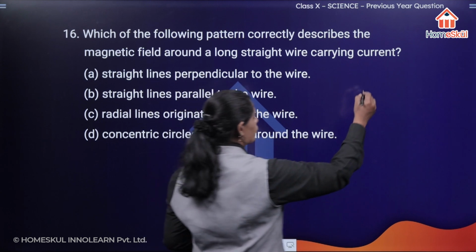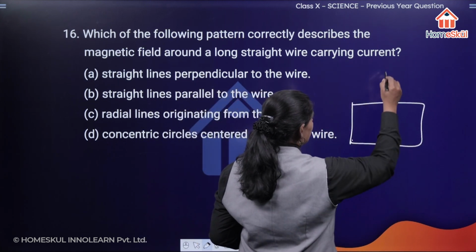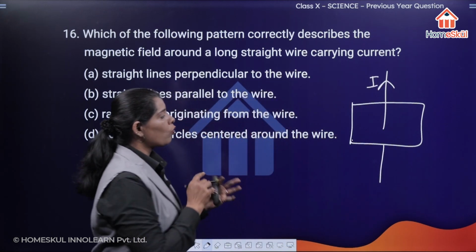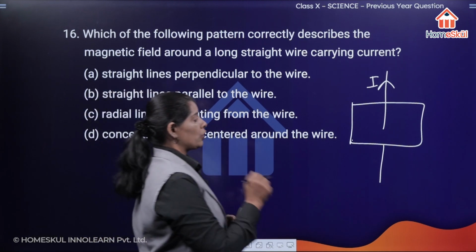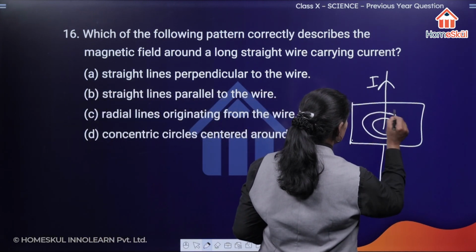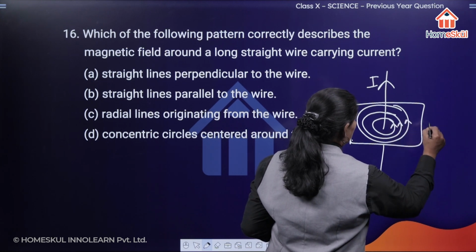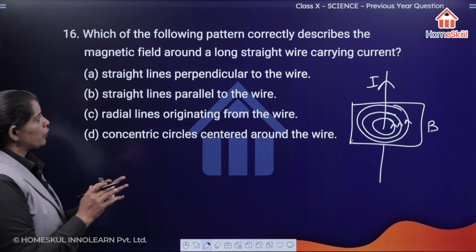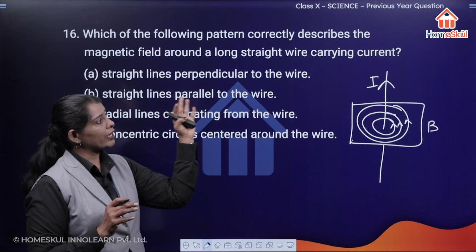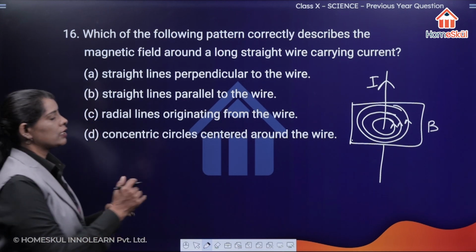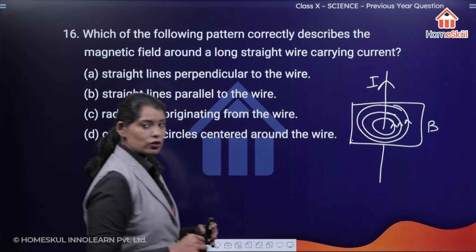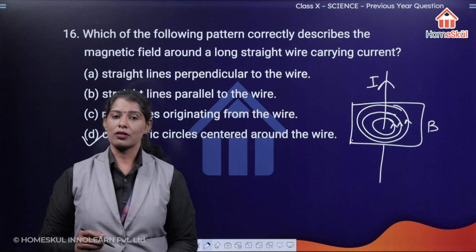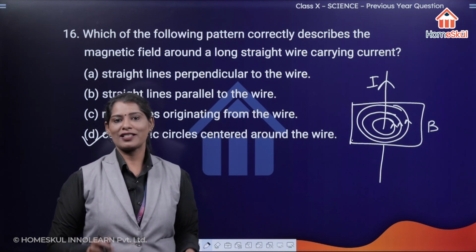So if we consider a straight conductor, we have done the activity wherein this is the current in the upward direction. How was the nature of the field lines produced over here? We know that they were concentric circles, and this was the direction of the magnetic field. So what was the nature of the lines produced when a current was passing through a long straight wire? It was concentric circles centered around the wire. So which is our correct option? Option D, concentric circles centered around the wire. Hope it is clear to you.